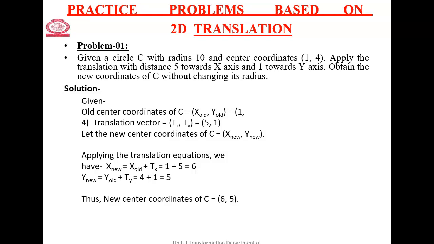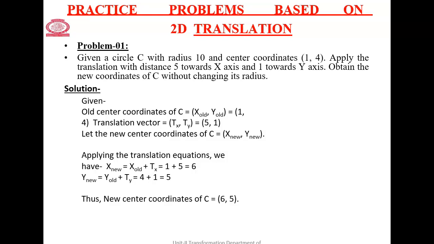So the old center coordinates of C can be written as x old, y old, that is nothing but 1, comma 4. Translation vector, which is tx comma ty, can be written as 5, comma 1. And the new center coordinates of the circle can be written as x new, comma y new. So how can you get the new coordinates? x new is equal to x old plus tx, that is 1 plus 5, which is 6, and y new can be calculated as y old plus ty equals 4 plus 1, which equals 5. So the new center coordinates of C will be 6, comma 5.